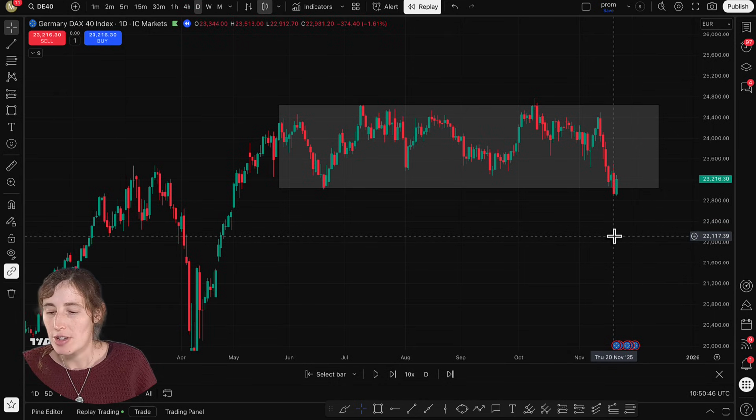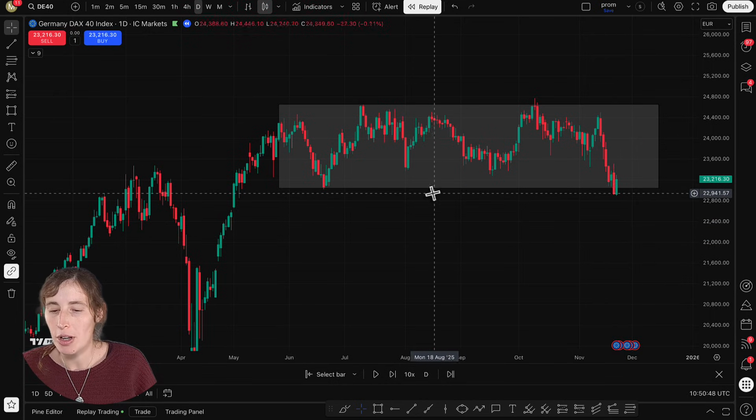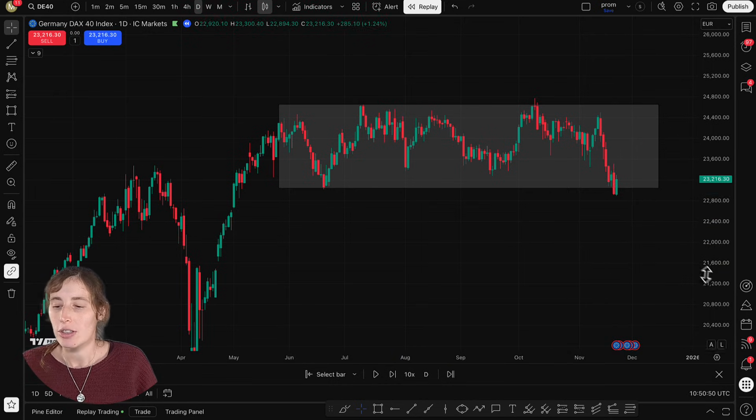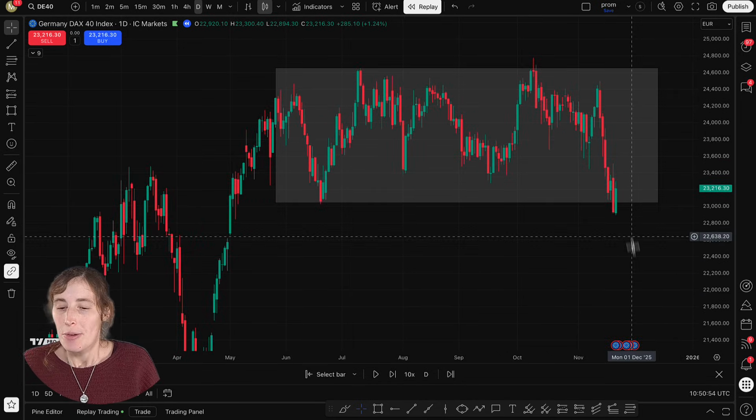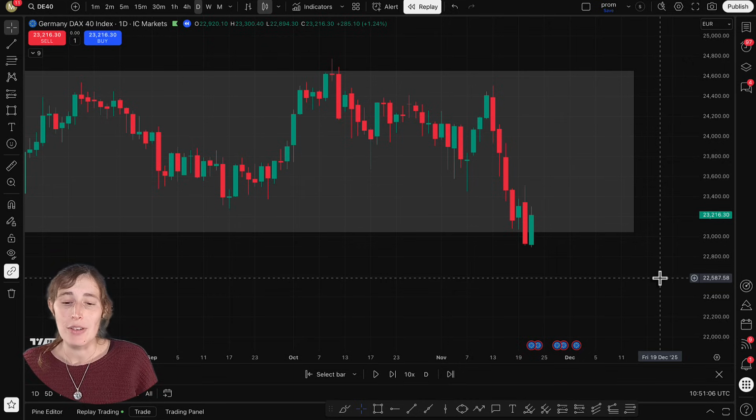Now last week was interesting. We got a close below the bottom of this range. So immediately you would think that price would be dropping. It's not always the case. Once I got a macro perspective of the market, in this case we have been ranging and we've broken the bottom of the range, I then like to look at the previous daily candlestick.